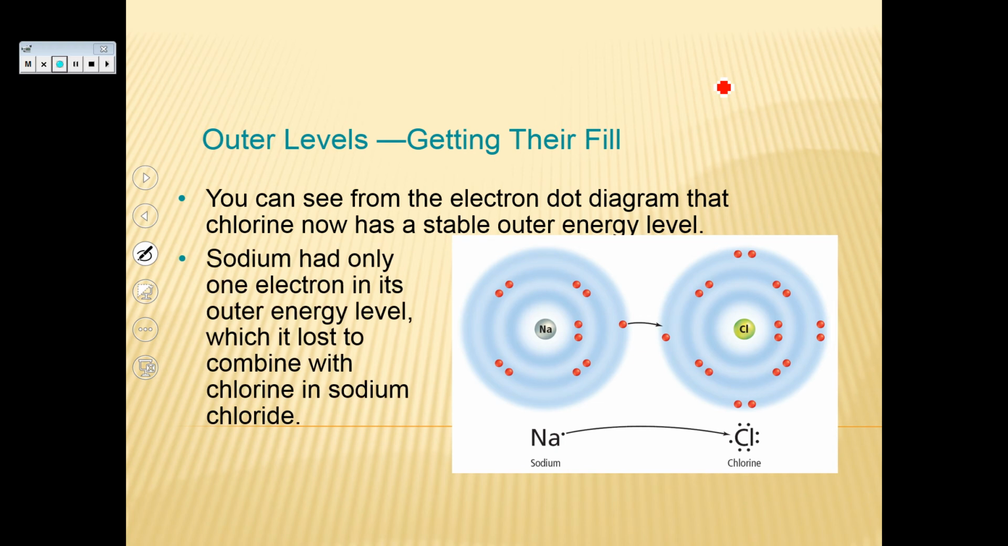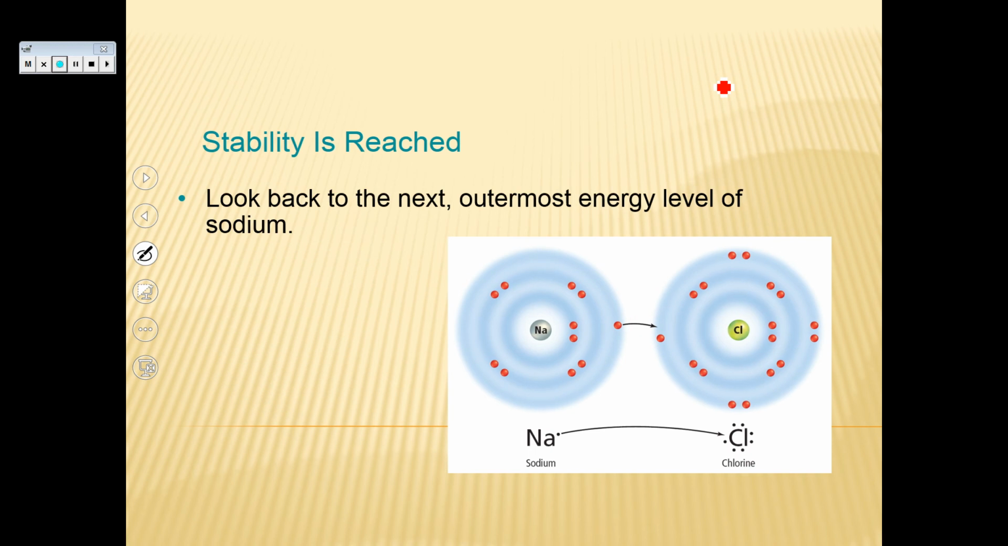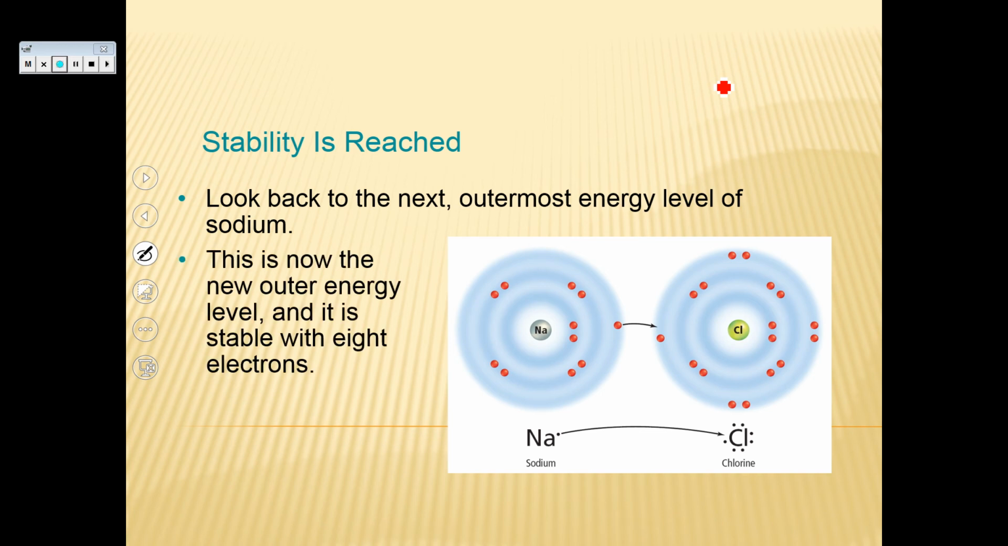Sodium had only 1 electron in its outer energy level, which it lost to combine with chlorine in sodium chloride. Look back to the next outermost energy level of sodium. This is the new outer energy level, and it is stable with its 8 electrons now.